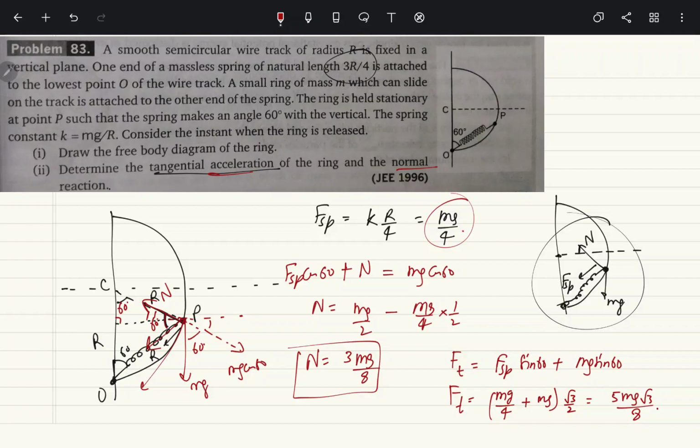That is the tangential force, and the tangential acceleration will be this divided by mass, so the mass will cancel. So the tangential acceleration is 5 root 3 g upon 8. Okay, so that's it. These are the answers. Thank you.